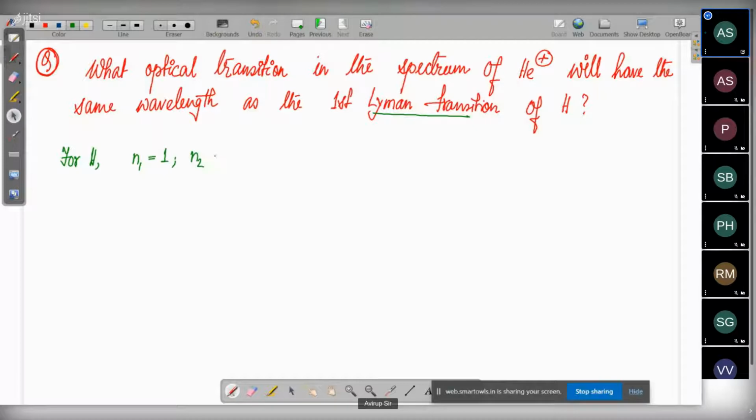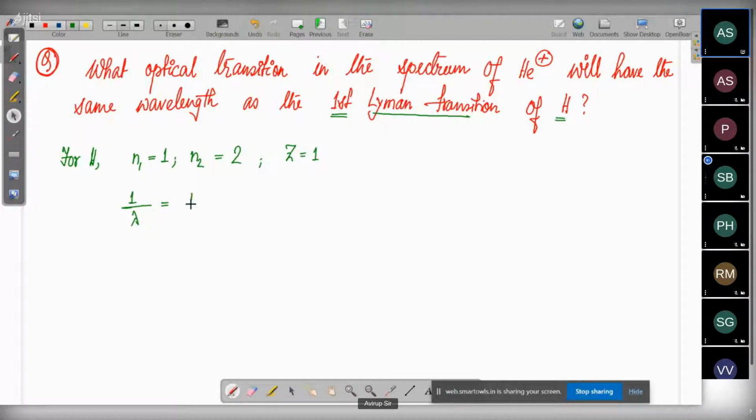N2 will be, it is said, the fast transition. So N2 is basically 2, that is 2 to 1, and Z is also 1 because it is hydrogen. So what do you get as 1 by lambda? 1 by lambda is equal to R.